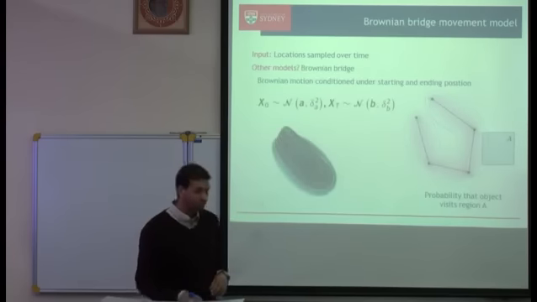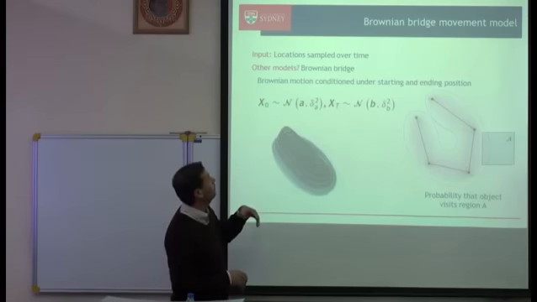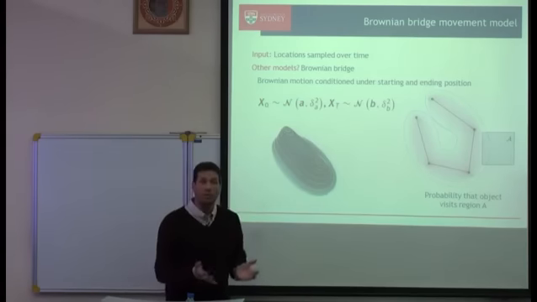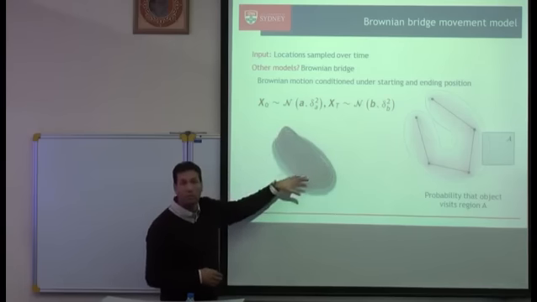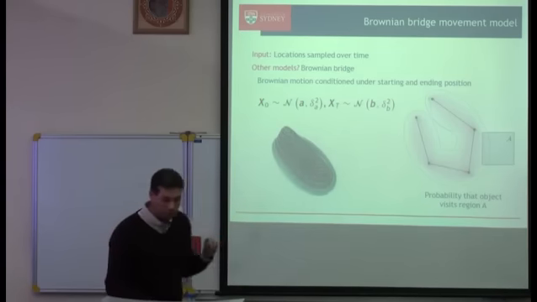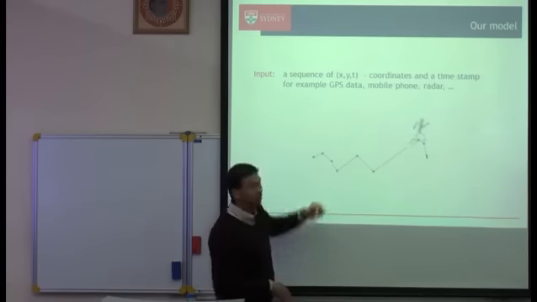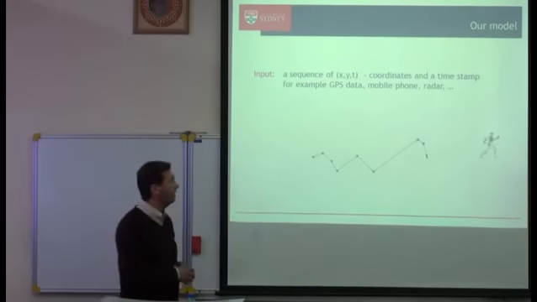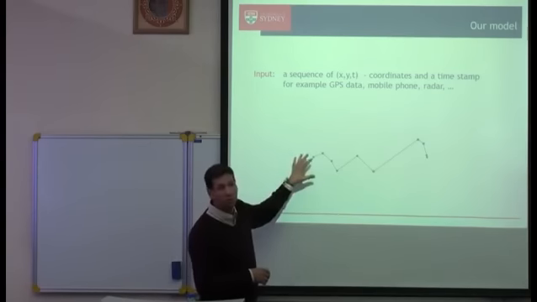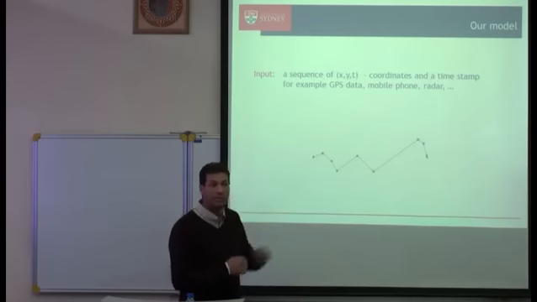There are other models. For example, the Brownian bridge movement model, where you have some kind of probability space. So you have the two sample points, and then you have a probability space distributed over time. Okay, but this is not the model I'm going to use. I'm going to use the much easier model. So we get a sequence of sample points that are given as XY coordinates, and a timestamp for all of them. And then I connect the sequence of points with straight line segments. Okay?